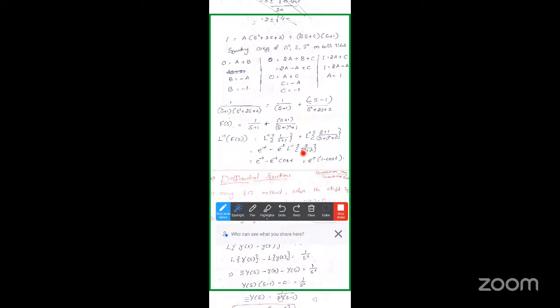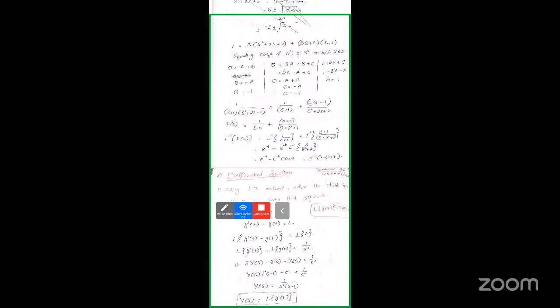So this is directly the formula, L inverse of s by s square plus a square is nothing but cos at. So that is cos 1 into t, so that is cos t. e power minus t is common, 1 minus cos t. So this is the second example by using partial fractions.